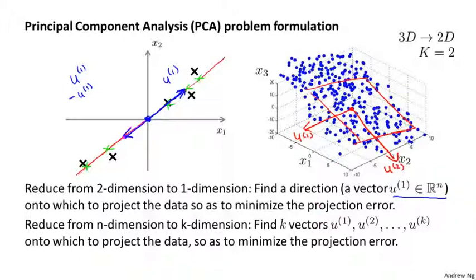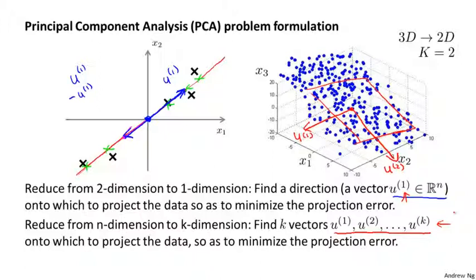For those of you that are familiar with linear algebra, for those of you that are really experts in linear algebra, the formal definition is that we're going to find a set of vectors u1, u2, maybe up to uk, and project the data onto the linear subspace spanned by this set of k vectors. But if you're not familiar with linear algebra, just think of it as finding k directions instead of just one direction onto which to project the data. So finding a k-dimensional surface, really a 2D plane in this case, shown in this figure, where we can define the position of a point in the plane using k directions. And that's why for PCA we want to find k vectors onto which to project the data.